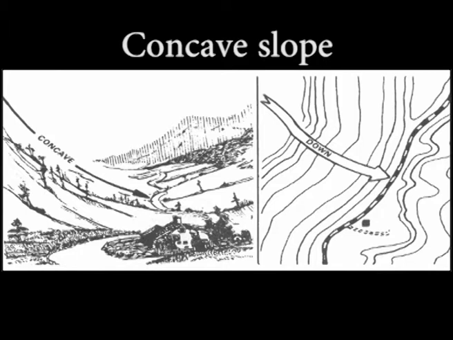The third kind of slope is a concave slope. In such a slope, the contour lines on a map will be closely spaced at the top of the terrain feature and widely spaced at the bottom.